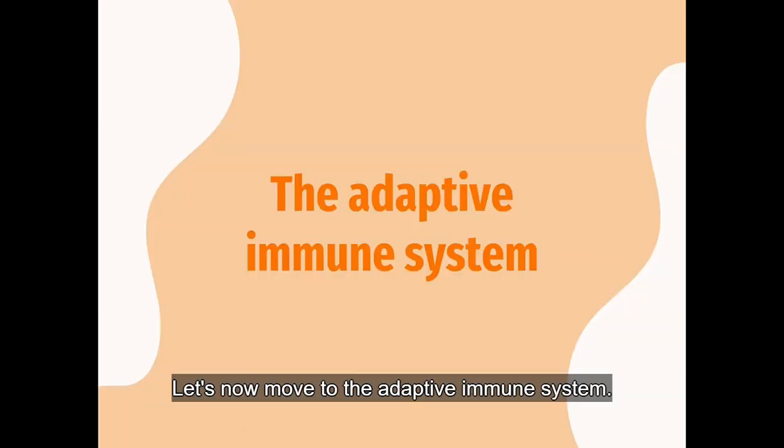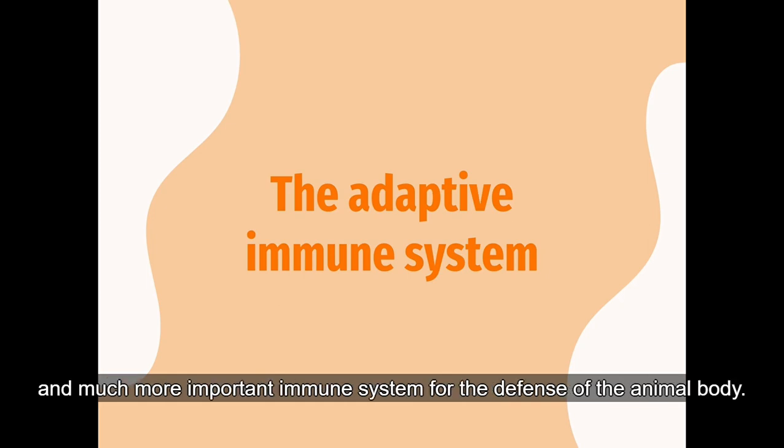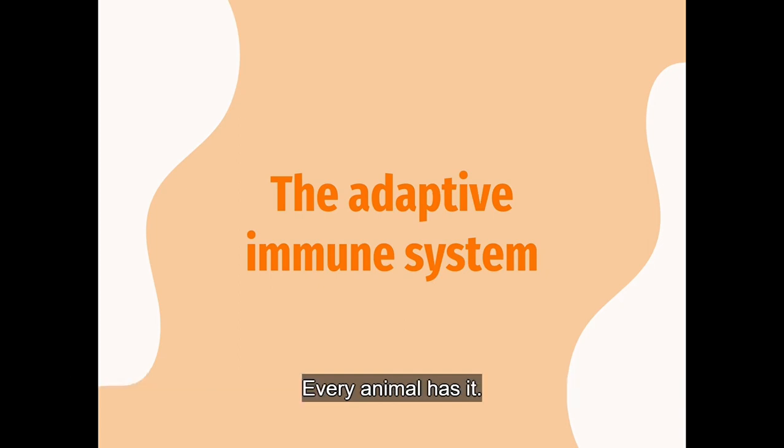So let's now move to the adaptive immune system. And this is a much more sophisticated, much more complex, and much more important immune system for the defense of the animal body. Every animal has it. If you don't have it, you die.